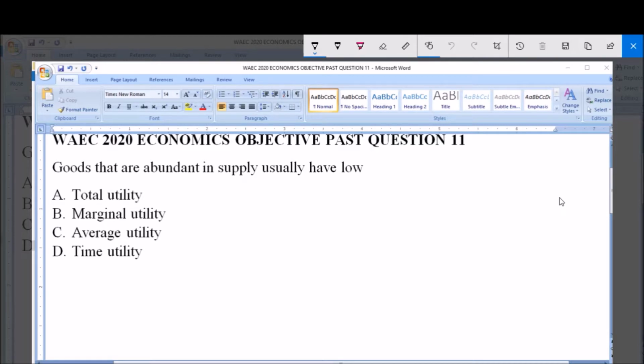Goods that are abundant in supply usually have low A. Total utility, B. Marginal utility, C. Average utility, D. Time utility. Now let's look at the definition of each of the concepts.